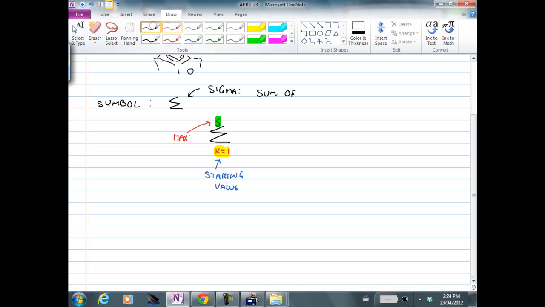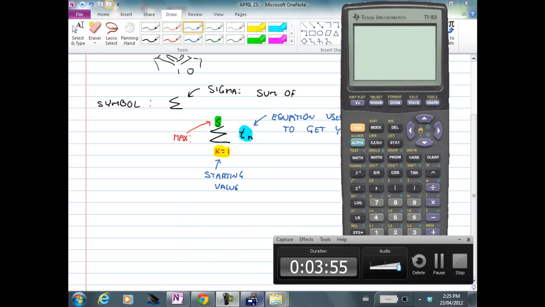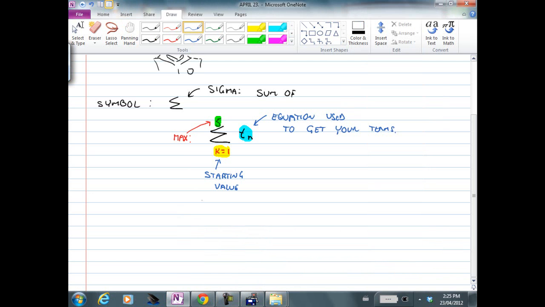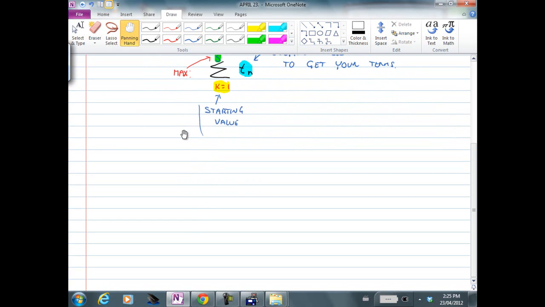And there's one last one, and this is where students get into trouble the most. This is called TN, and this is my third part, and this is where students don't understand what TN is. This is the equation used to get your terms. That's the equation that's used to get your terms. Hey guys, I'm going to give you an example. Here is your question. I'm going to walk you through how this is done.